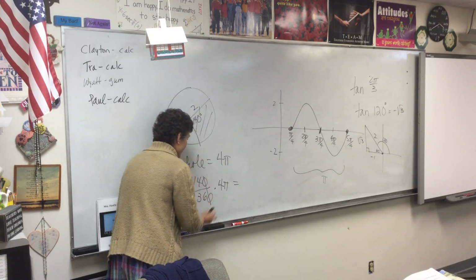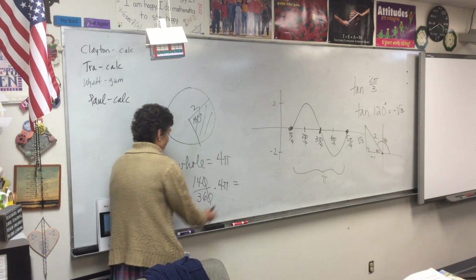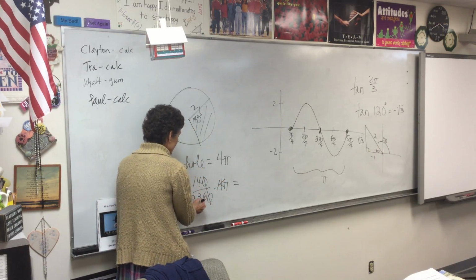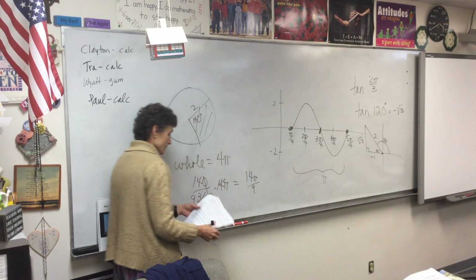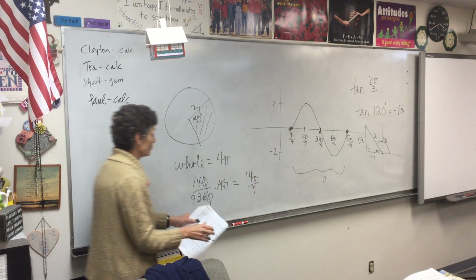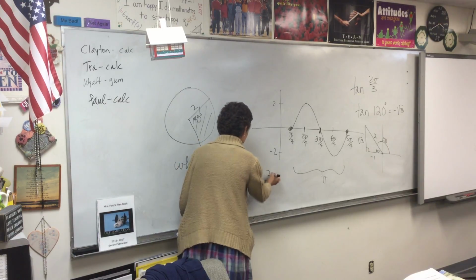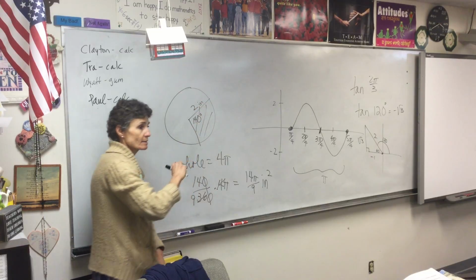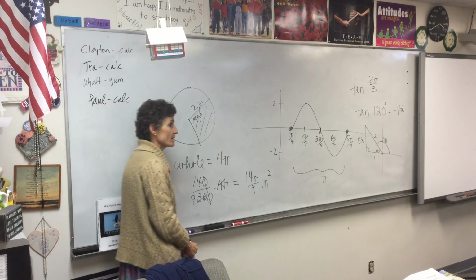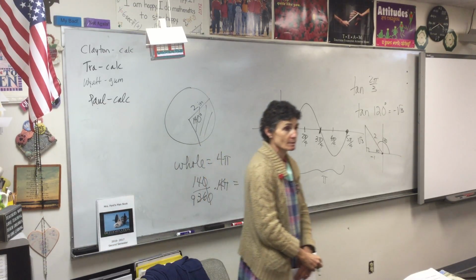So these will cancel. 4 goes into here 9 times. I think it's 14 pi over 9. What do you think? And the unit on that would be square inches. The radius was 2 inches. Area is square inches.